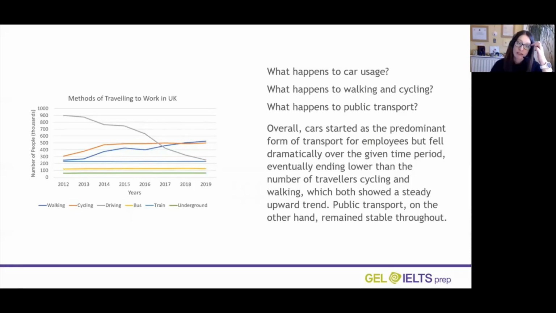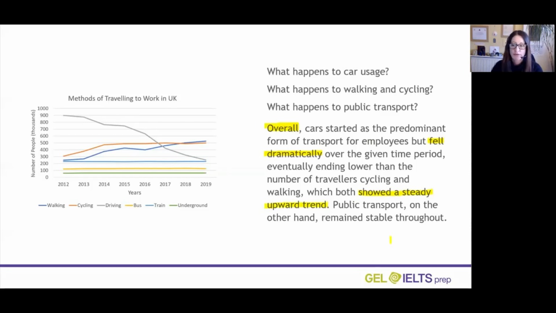So as we need to do in an overview, we can start with the word overall. So this shows that the paragraph to come is going to be giving a summary, an overall idea of what the key features are. We talked about driving going down a lot. Now we can see here that we say it fell dramatically. So this is better language to use than saying it went down a lot. Similarly, for walking and cycling, we said they went up a little bit. We can change this language here and say that they both showed a steady upward trend. That's very important.